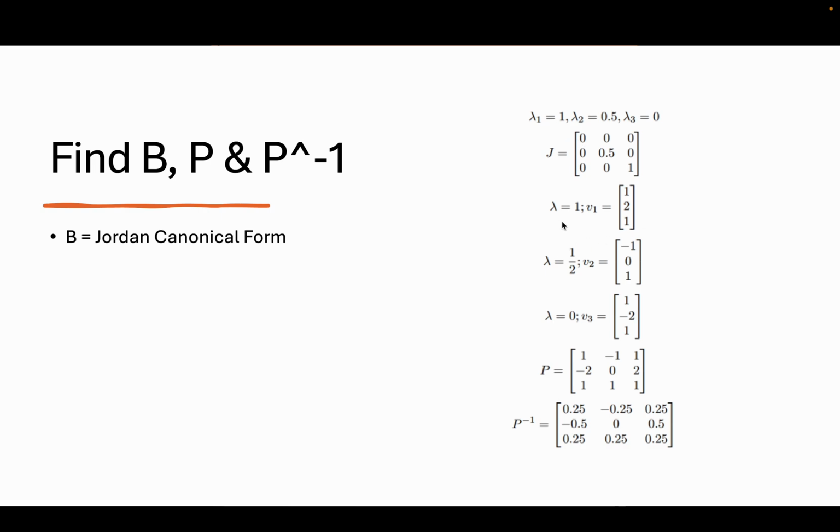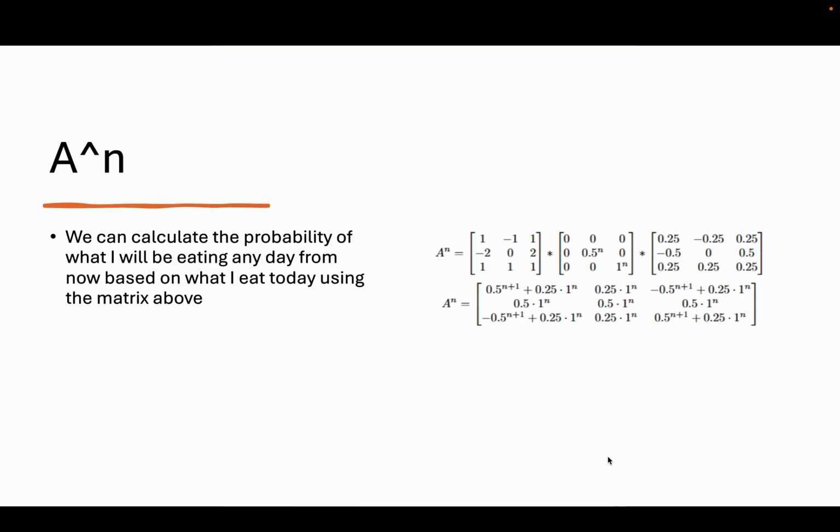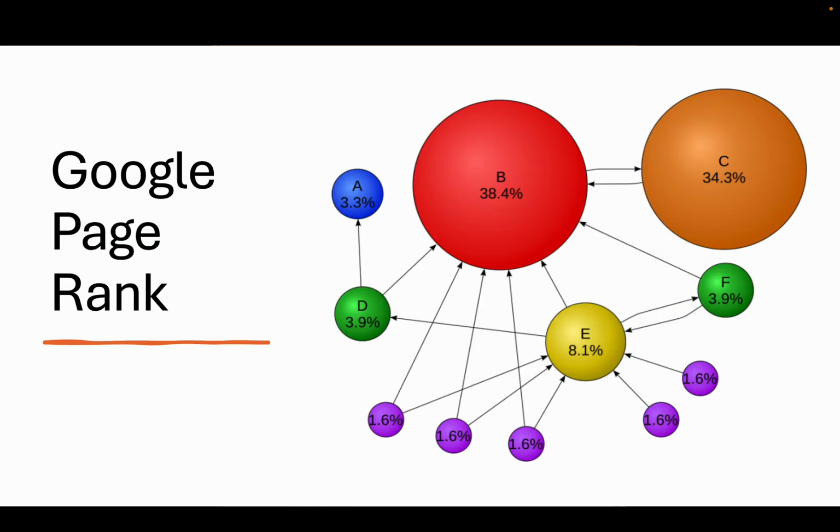If you use these eigenvalues, you can also get the eigenvectors. In this case, for an eigenvalue of 1, you get 1, 2, 1; negative 1, 0, 1 for 1 half; and 1, negative 2, 1 for 0. You create your P matrix using those eigenvectors, and you can also calculate its inverse. So now that we have that, we can put it all together and get a formula for A to the n. And if we want to know any of the probabilities of any of the possible states, we can just multiply this by this A to the n matrix.